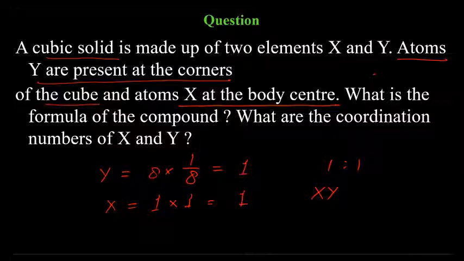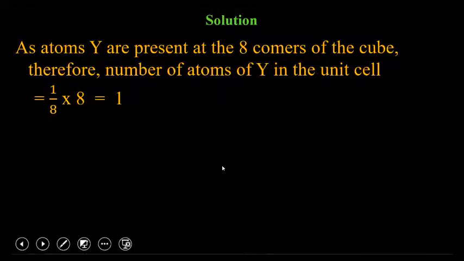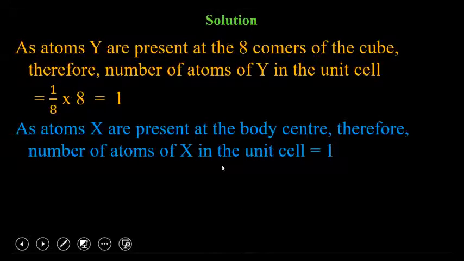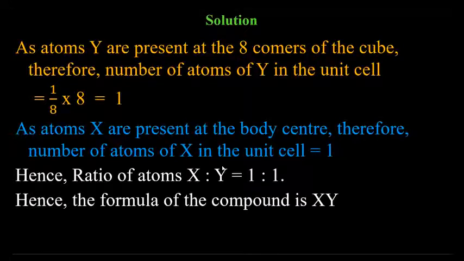One correct. 1 is to 1 ratio, the formula will be XY. Contribution from corner for Y, contribution from body center for X. That's the formula XY.